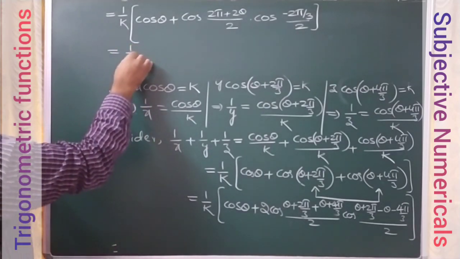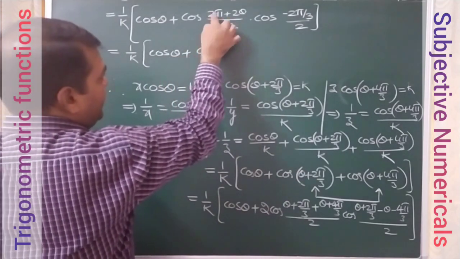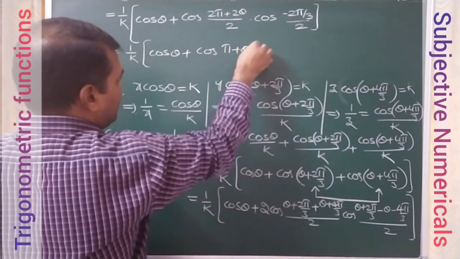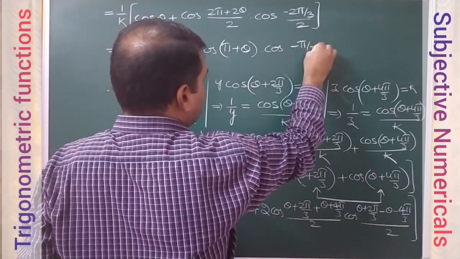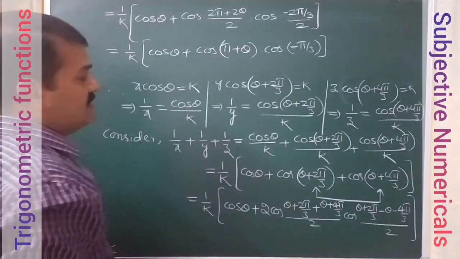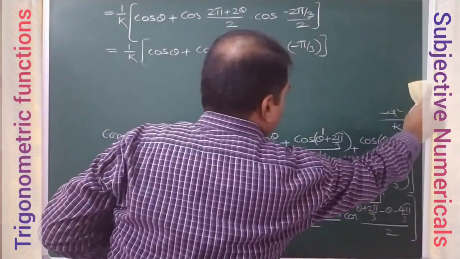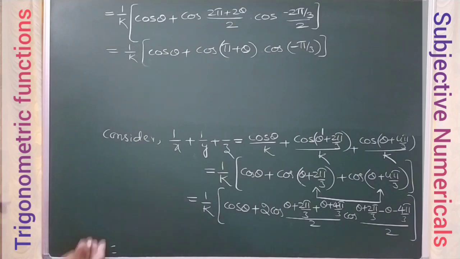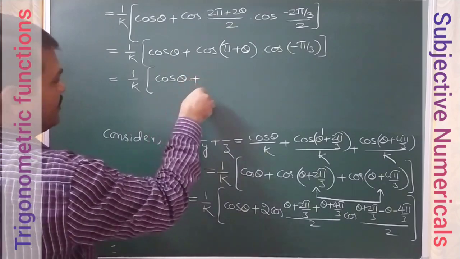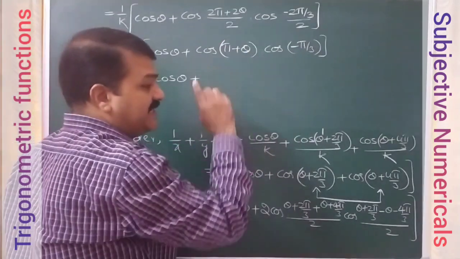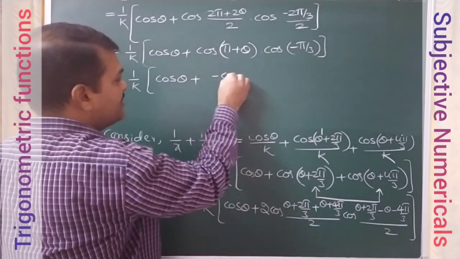So 1 by k, cos theta plus, now take 2 common and cancel. So cos of pi plus theta, 2 cancel here, cos of minus pi by 3. Further simplification, I will clear this off. So 1 by k cos theta, cos of pi plus theta means 180 plus theta, cos of 180 plus theta, third quadrant cos is negative.